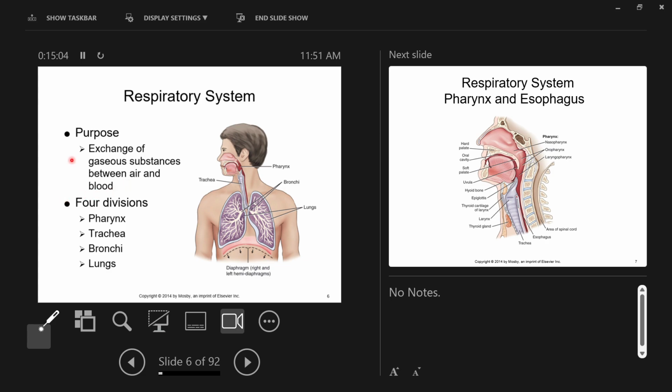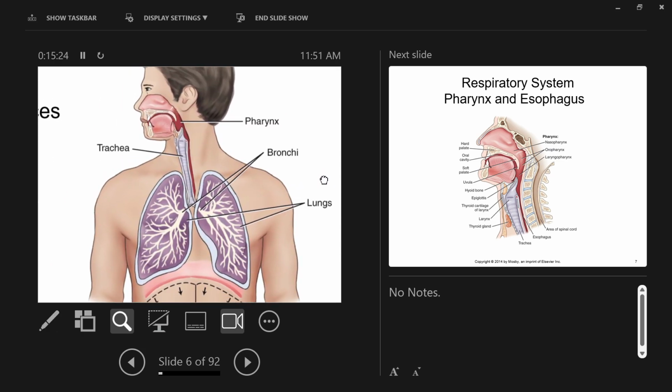We can talk for a lot longer, but I won't. 4 divisions to the respiratory system: pharynx, trachea, bronchi, and lungs. Let's look at these a little closer in just a moment here, but just so we got it, here's the 4 divisions shown all in one spot.